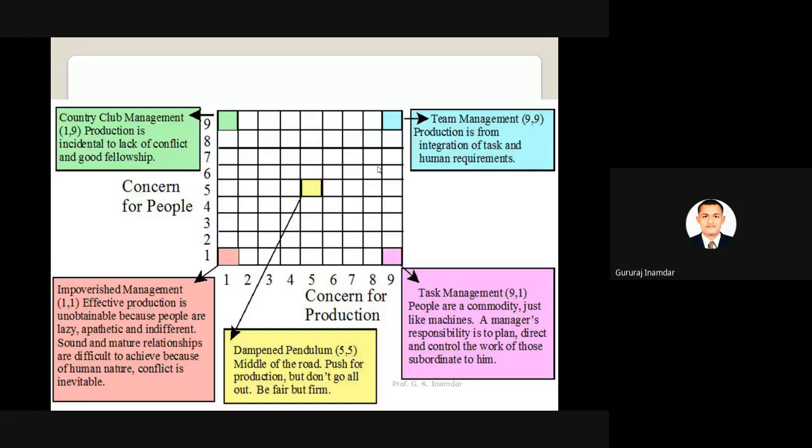If you consider 9,9, that is nothing but team management. So what is the working condition? If you consider the concern for people and concern for production, is it right? Concern for production is nothing but the output of that product, and who is responsible for that person is on the y-axis. The production comes from integration of task and human requirements. So what is the role of that team management? Team management has to consider which person is responsible for that particular work and what is the production. So due to that, the team management scale is 9-9.